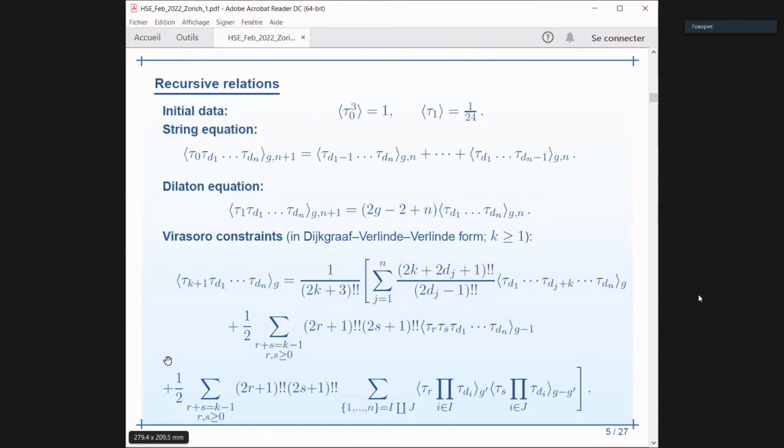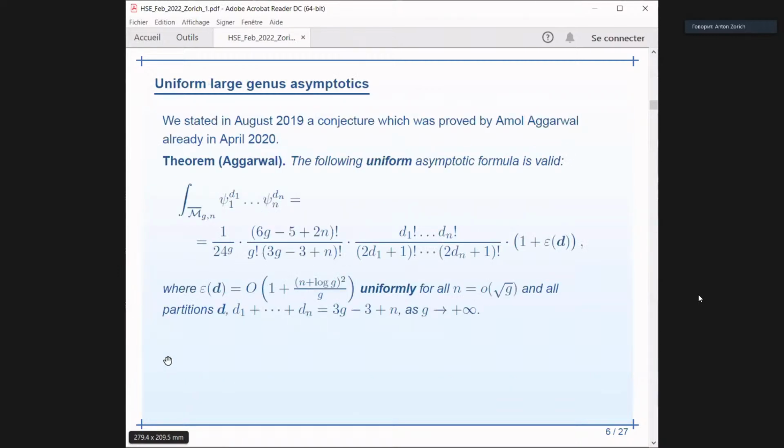So there is some issue here. First result, which I would like to advertise, is the following theorem of Agarwal, which is very recent. And you can think of this theorem as sort of a multivariate analog of Stirling formula.